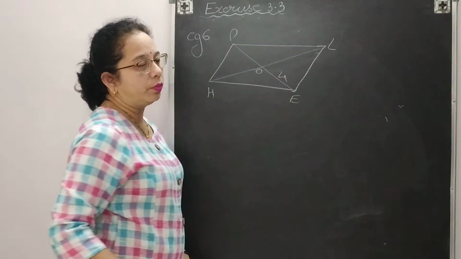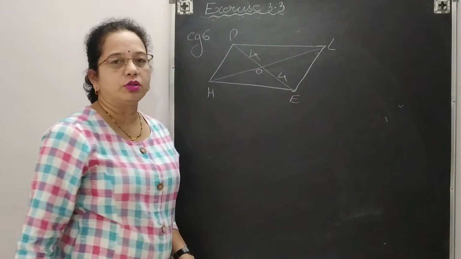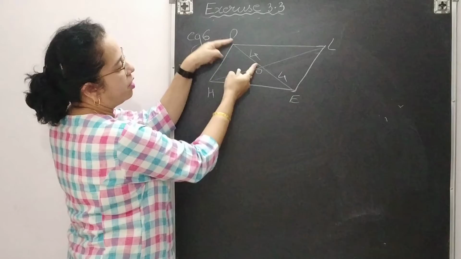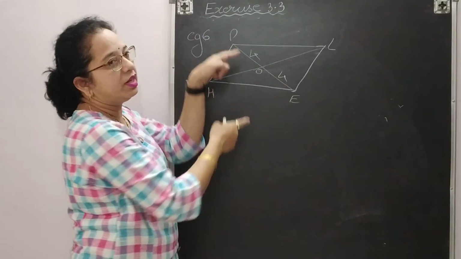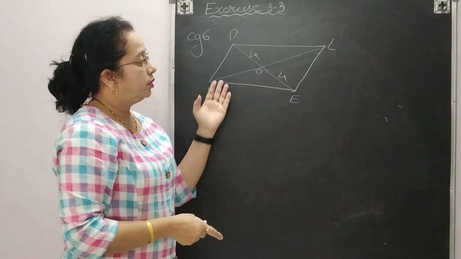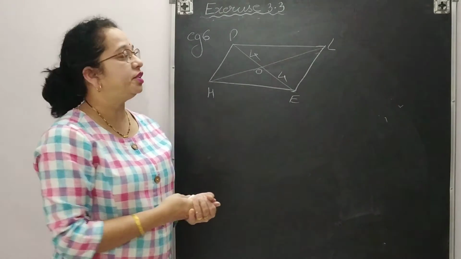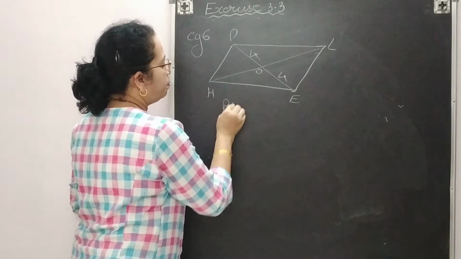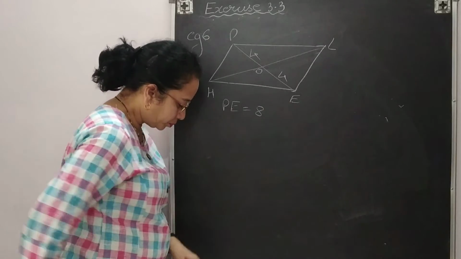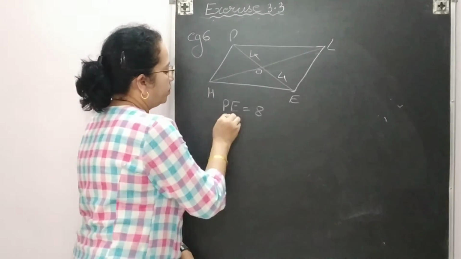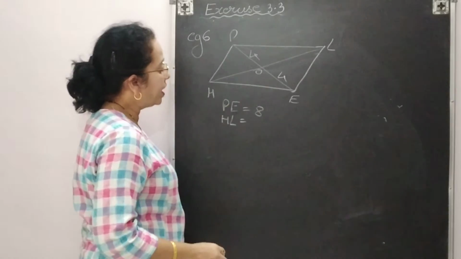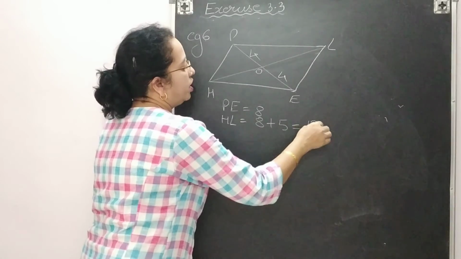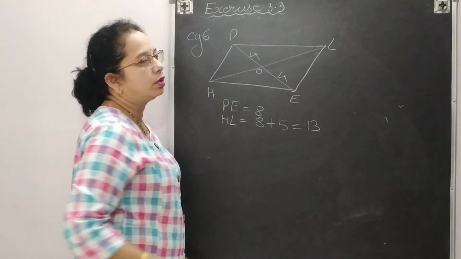OE is given as 4. So definitely PO will also be 4 because diagonals bisect each other. So this length and this length are equal. So OE is equal to OP. The reason will be diagonals of a parallelogram bisect each other. So the total length will be 4 plus 4, 8. So we will get PE is equal to 8. What is given here? HL is 5 more than PE. So 8 plus 5 will give you 13. So HL will be 13.